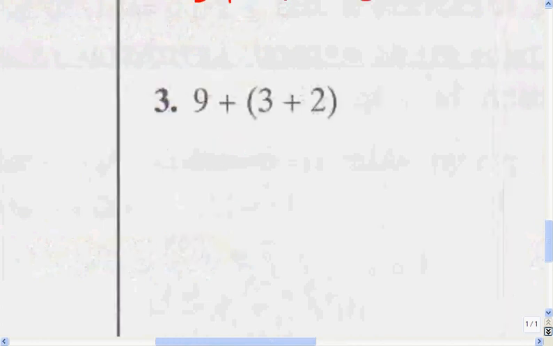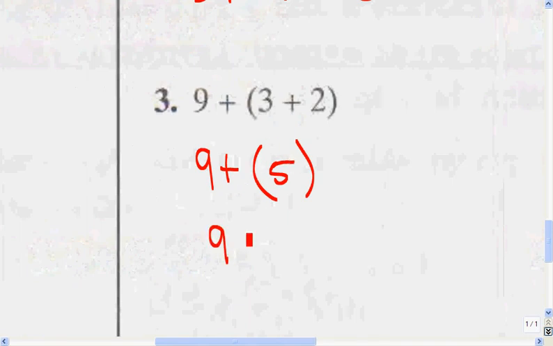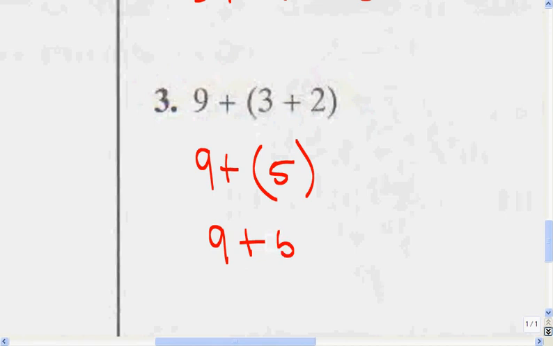Let's do what's inside the parentheses first. 3 plus 2 is 5. And there's nothing to multiply the 5 with, so we can just remove the parentheses and write 9 plus 5. 9 plus 5 equals 14. That's our answer.